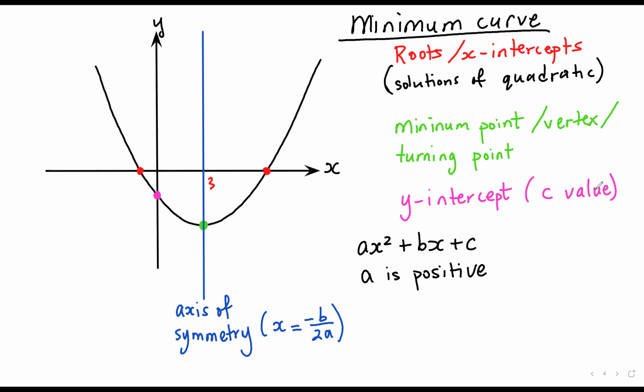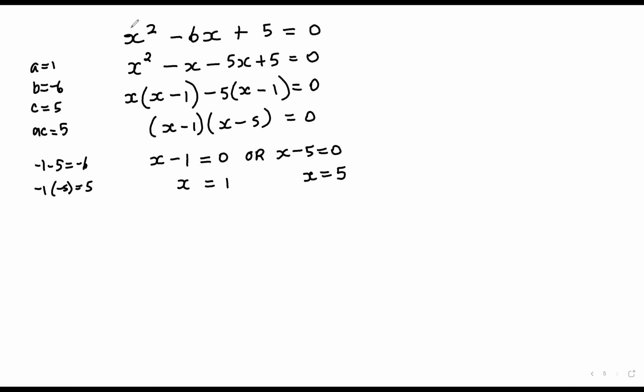Remember, just now I told you that the y-intercept is the c value from the equation, right? So if we look here, x squared minus 6x plus 5, c is equal to 5. So that means the y-intercept of this quadratic is 5. So the graph is going to cut the y-axis at y is equal to 5.